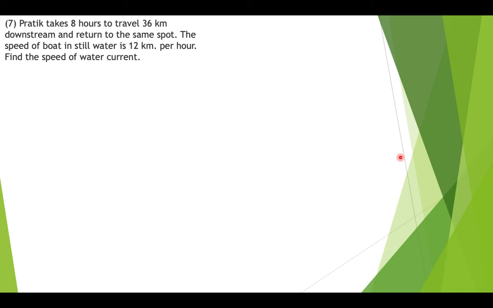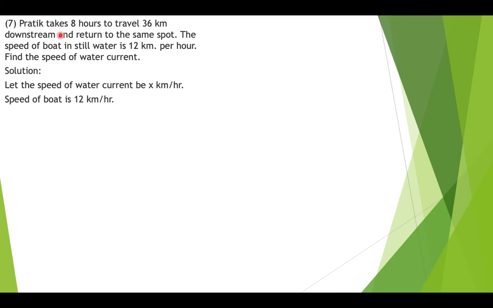Now let's go for the 7th question. Pratik takes 8 hours to travel 36 kilometers downstream and return to the same spot. So he's taking 8 hours to travel up and down through a water stream. The speed of the boat in still water is 12 kilometers per hour. Find the speed of the water current. So over here, remember this, though they are asking the value of the water current, they have given the time in terms of 8 hours. So we can use that to find the value of speed.